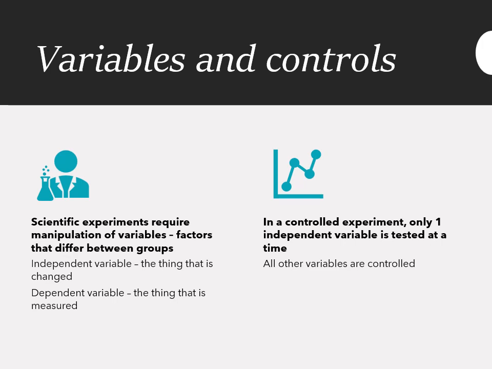Now, in a controlled experiment, we only want to test one independent variable at a time so that we can be more certain that the thing we changed had the effect that we measured. If we change too many things at once, we can't know what caused the effect. And so, as far as possible, every variable that we are not testing needs to be controlled.